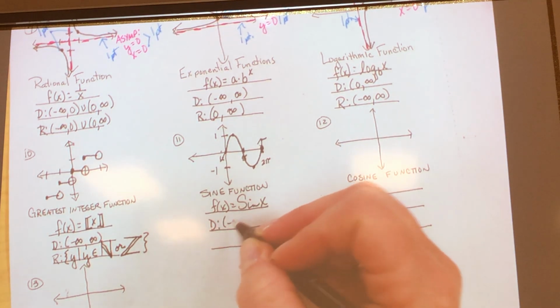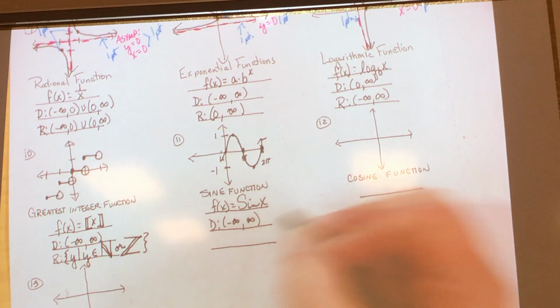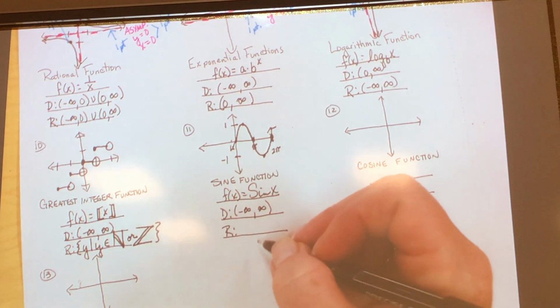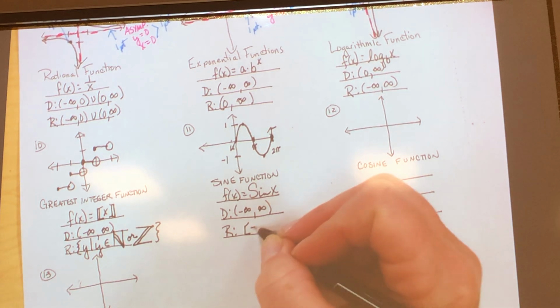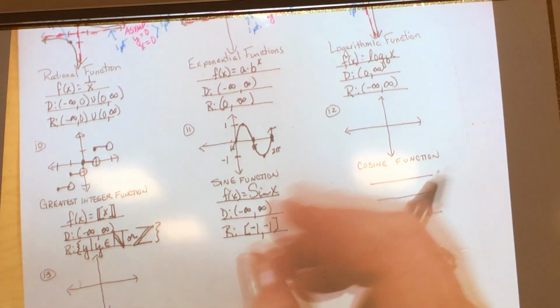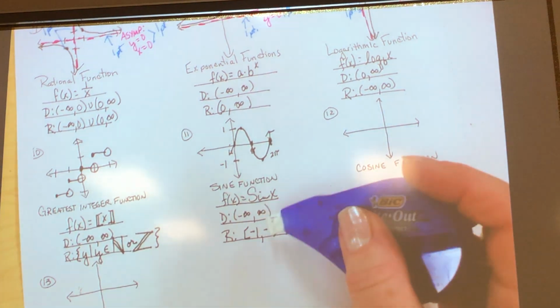Negative infinity, positive infinity. Yes. What about range? Negative 1 to 1 inclusive. Thank you. Always put the smaller number on the left in interval notation.